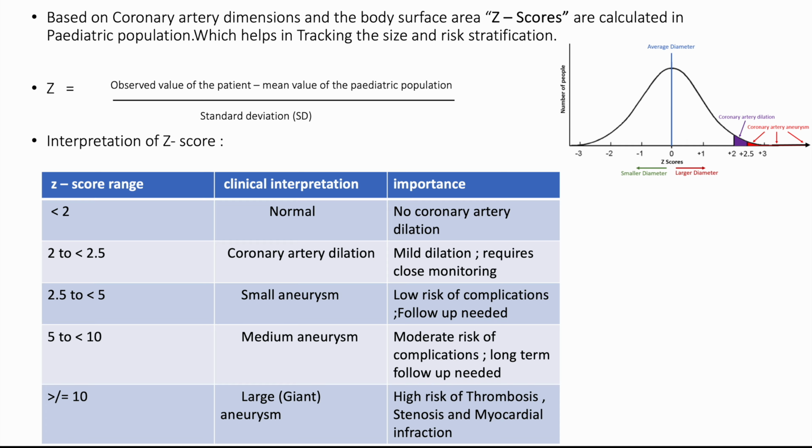If it is 2 to less than 2.5, there is slight coronary artery dilatation, which requires close monitoring. 2.5 to less than 5 is a small aneurysm, low risk of complications, and follow-up is a must. Around 5 to less than 10 is a medium aneurysm, moderate risk of complication, and long-term follow-up is a must. More than or equal to 10 is a large or giant aneurysm, where there is high risk of thrombosis, stenosis, and myocardial infarction. So the kid, the boy or girl, can die easily.